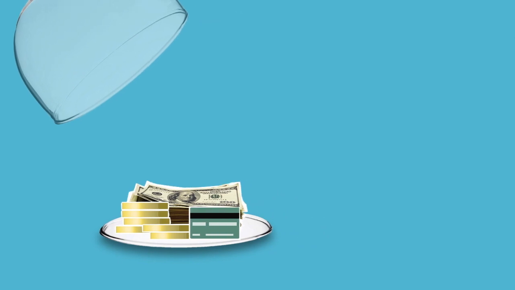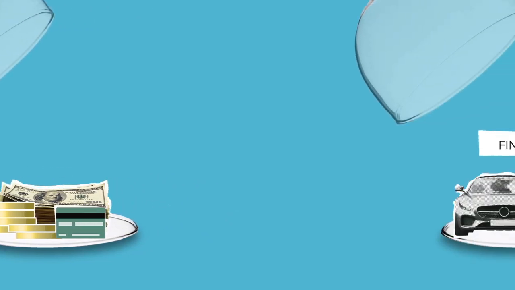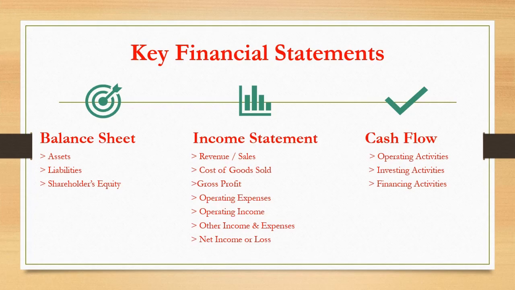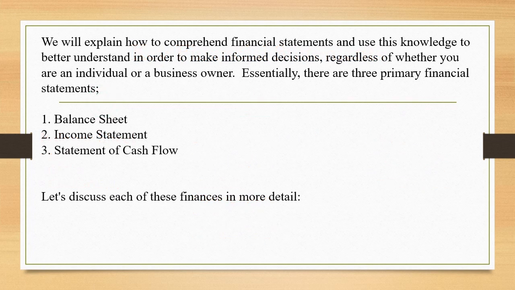We will explain how to comprehend financial statements and use this knowledge to better understand your finances in order to make informed decisions, regardless of whether you are an individual or a business owner. Essentially, there are three primary financial statements. 1. Balance sheet. 2. Income statement. 3. Statement of cash flow. Let's discuss each of these financials in more detail.